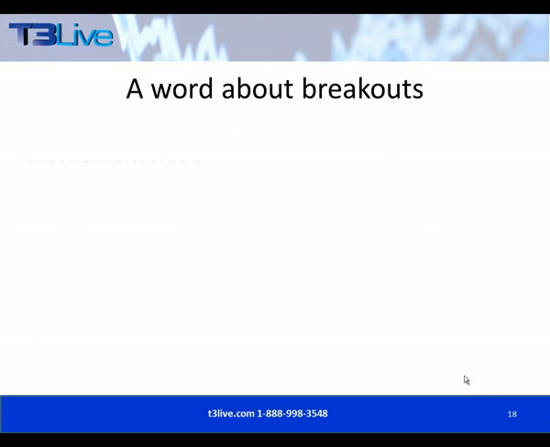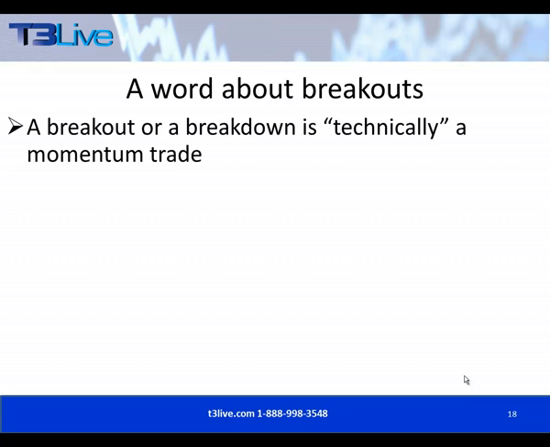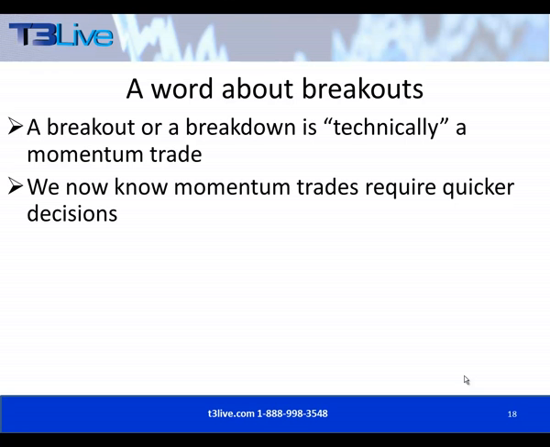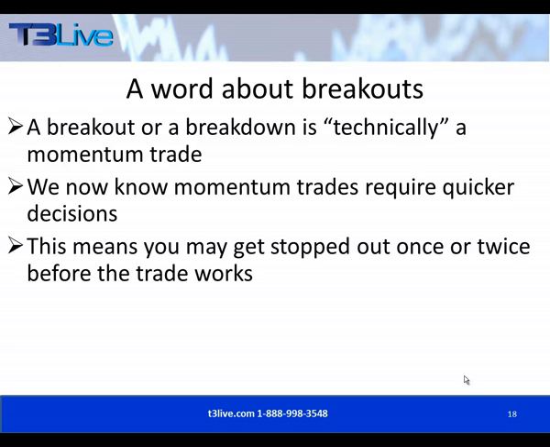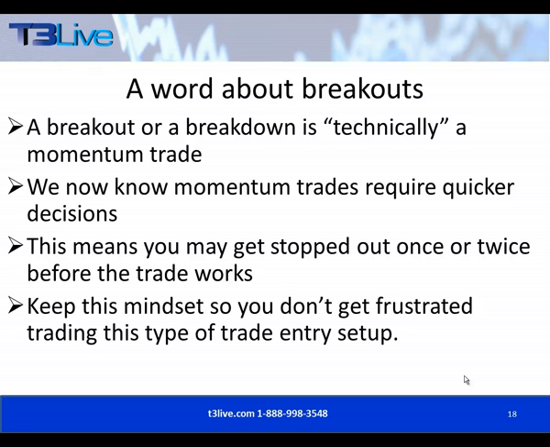All right, quick word about breakouts. A breakout or breakdown is technically a momentum trade. You're technically taking a quicker entry, exiting the most recent new level of order flow. Remember, we talked about that before, creating new levels. In the chart of the Qs, we quickly took out the previous day's high. We now know momentum trades require quicker decisions. This means that you may get stopped out once or twice before the trade actually works. So if you go into a breakout trade technically knowing it's a momentum trade, that technically will by definition tell you you might have to make the same trade once or twice before it follows through.